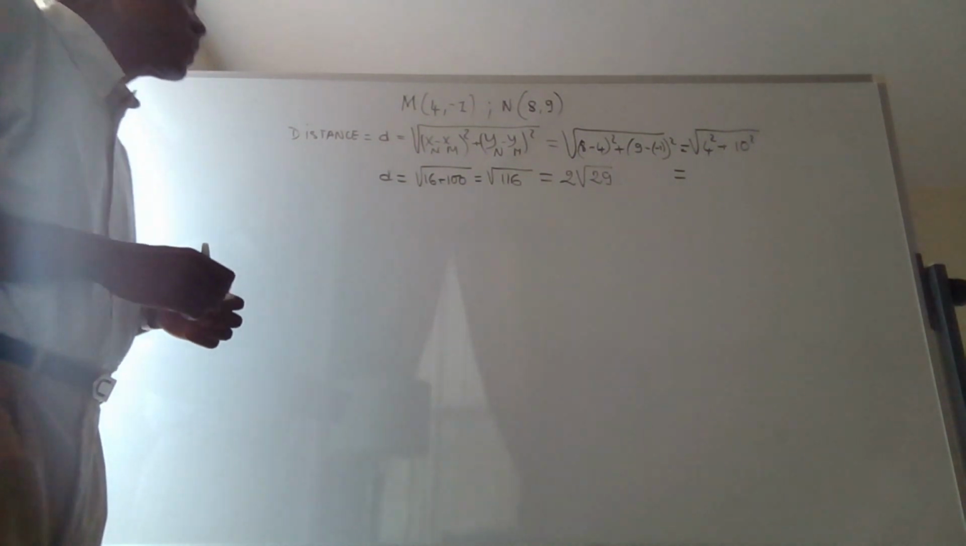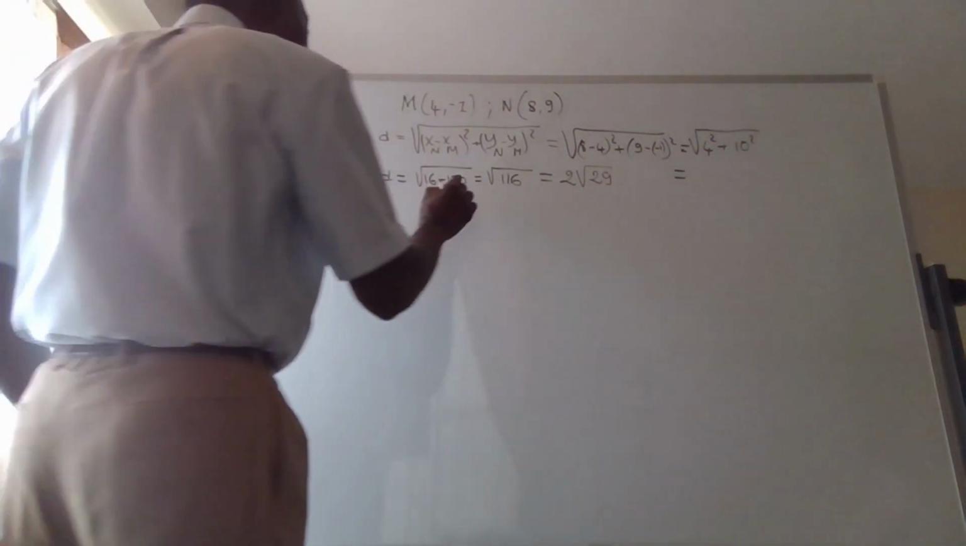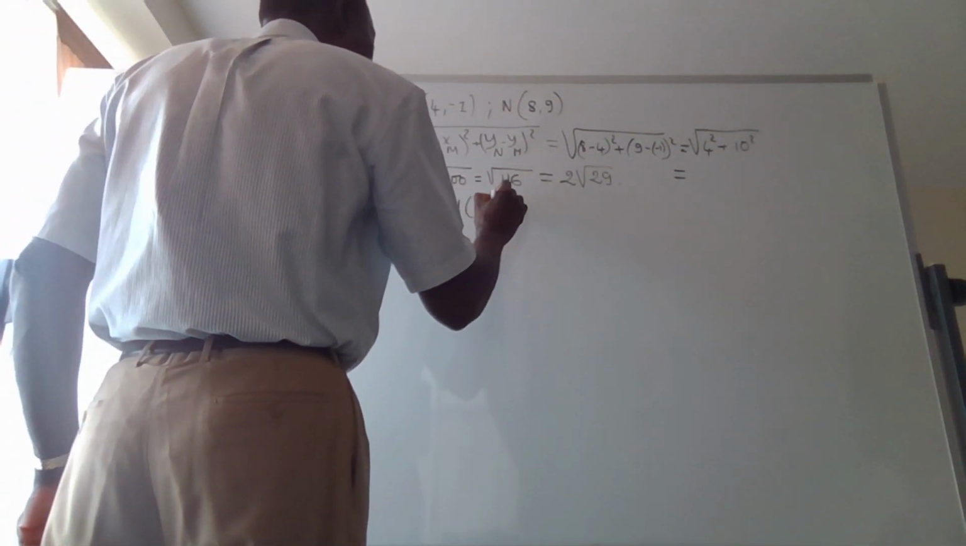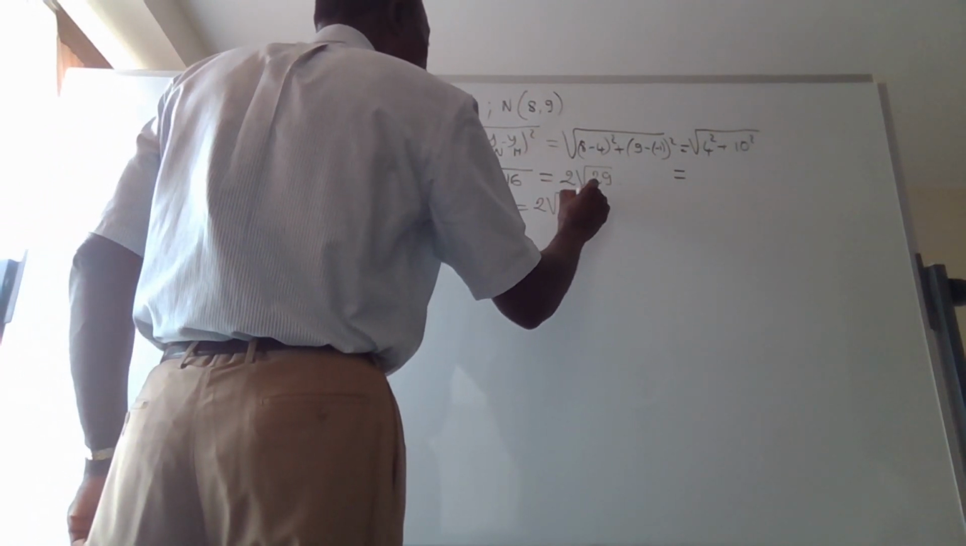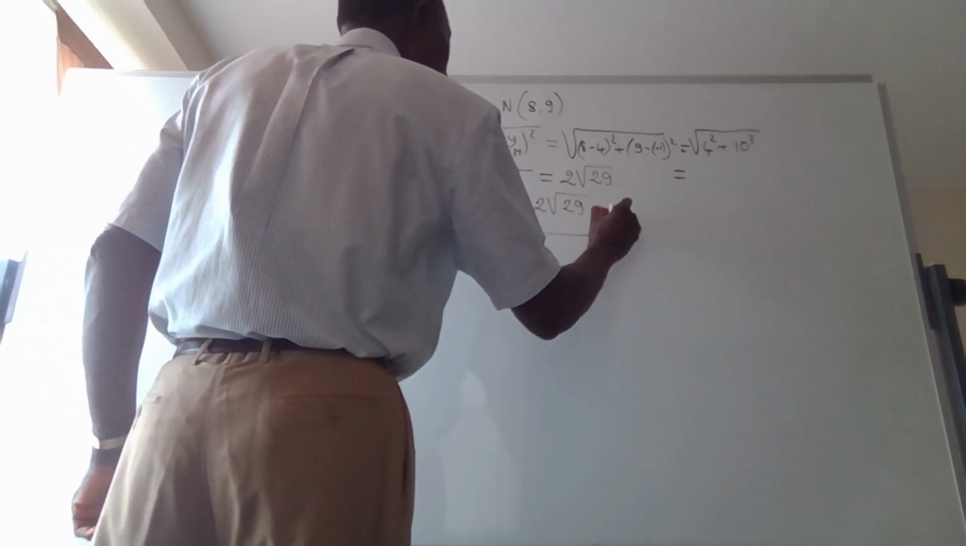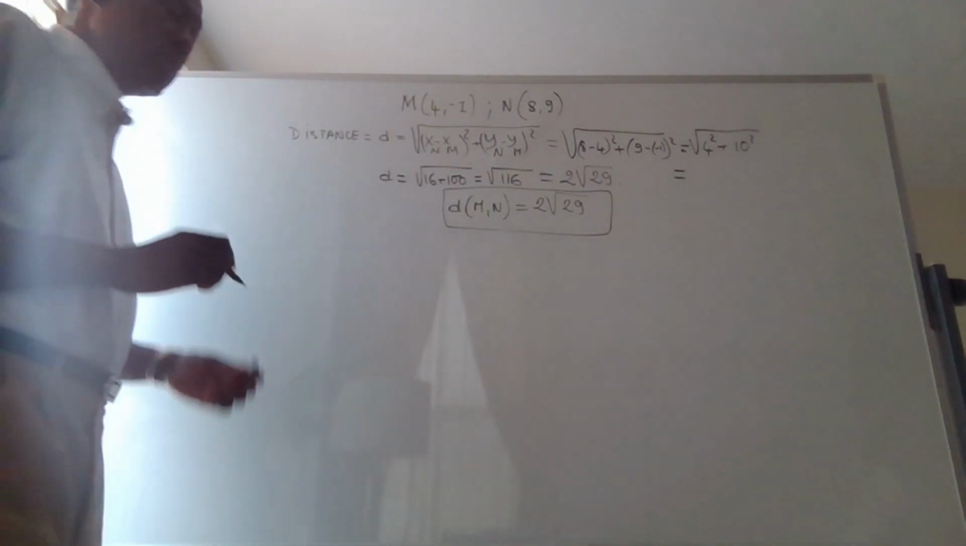So this is the distance. We're going to call the distance MN, equal to 2 square root of 29. Okay, so that's the answer.